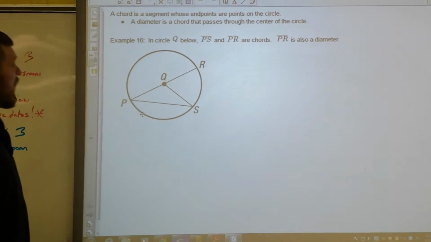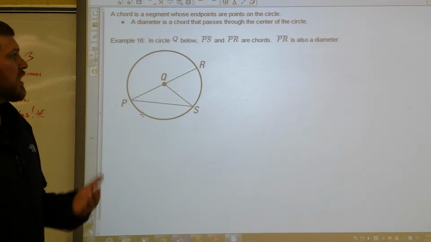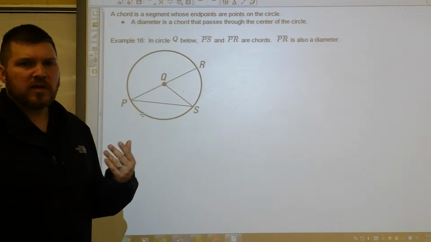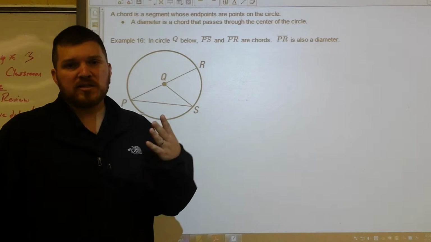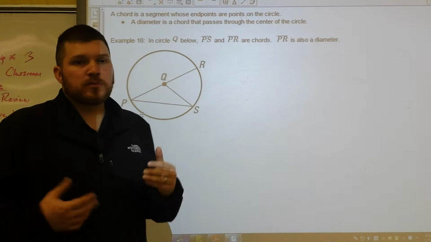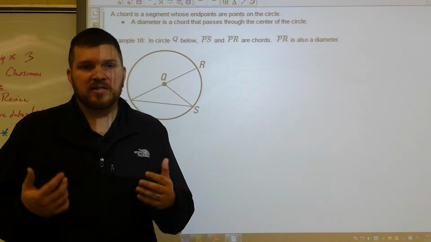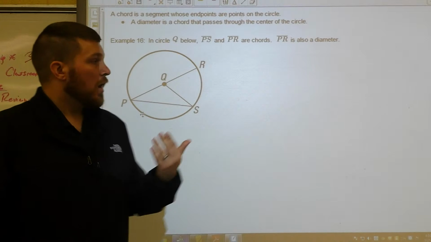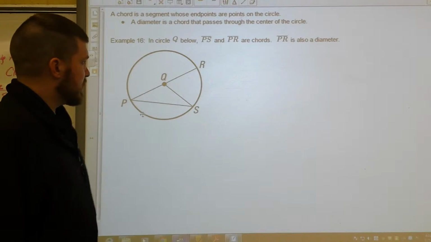Okay, so a chord is a segment whose endpoints are on the circle. And based on that definition, we already talked about a segment whose endpoints are on the circle called a diameter. So a diameter is a special chord. Remember, a diameter has its endpoints on the circle and it must go through the center. A regular chord doesn't have to go through the center.